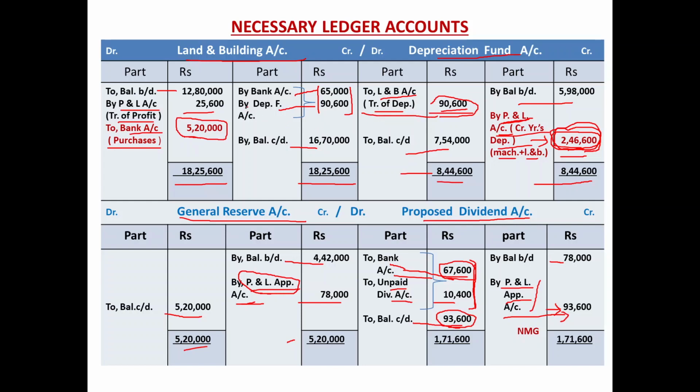Land and building account. On the credit side, title came bank, sales, cash inflow. Under title B, investing activities. On the debit side, once again title came bank, purchases, indicates cash outflow. Under title B, minus 5,20,000.